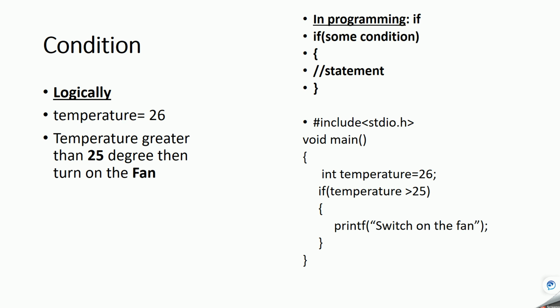Suppose in real life there is hot weather and the temperature is too much. In this case, if the temperature is greater than 25, you want to turn on the fan. What will happen? You will just feel, oh, it is too hot, and then you will turn on the fan. But if you want to achieve the same thing using a programming language, then you need to use the concept of conditional statement.